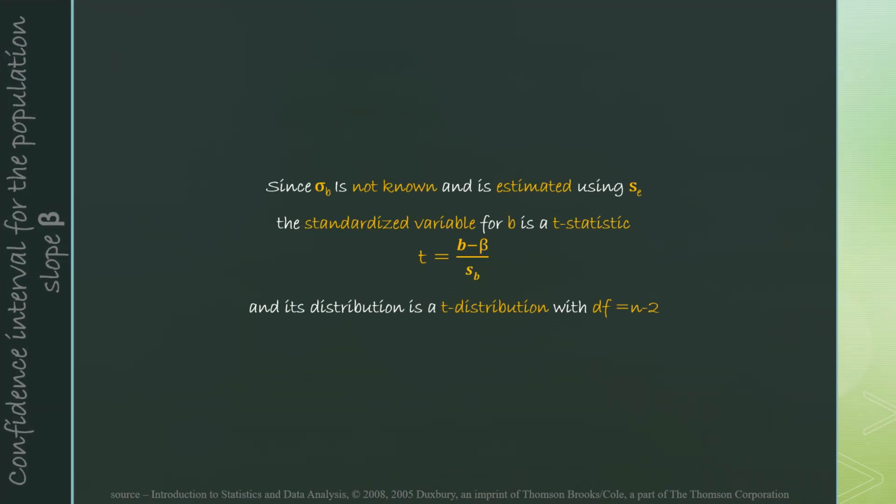Since sigma b is not known and is estimated using SE, the standardized variable for b is a t-statistic given by t equals (b minus beta) divided by Sb, and its distribution is a t-distribution with degrees of freedom equal to n minus 2.